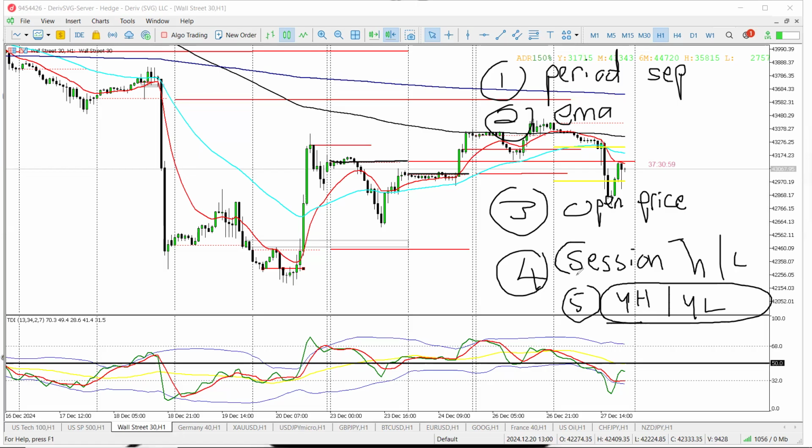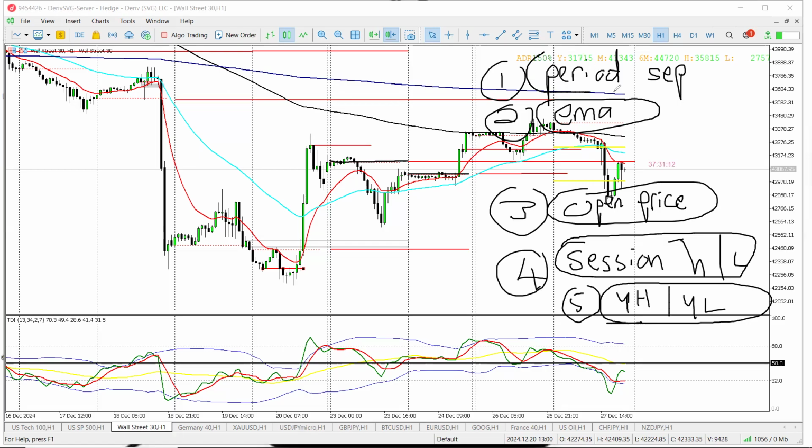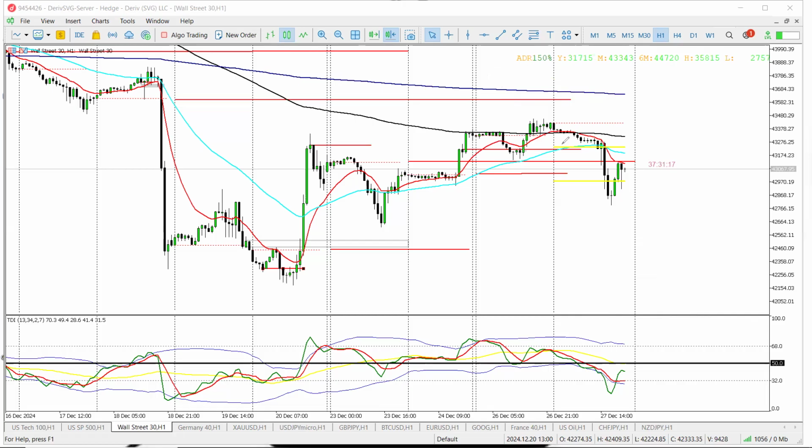You also want to mark your session high and low. I'll explain this just now. You also want to mark your open price, have an EMA if you're still struggling with trend, figuring out where price is going, and you also need your period separators. So once you have these things on your charts, you're good to go.